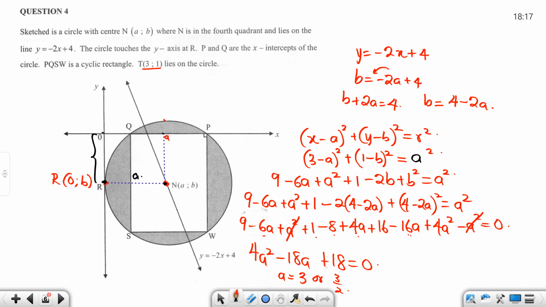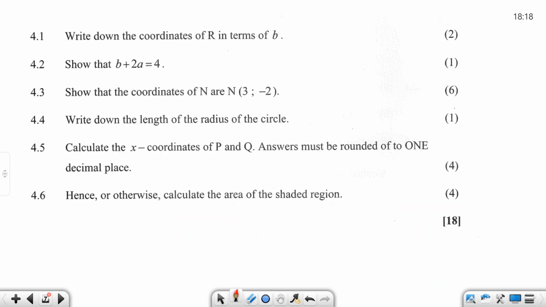So the examiner wanted us to prove that 3. But please show your substitution when you do that. So we have our 3 already. Since we have our 3, can we then get our B? B equals to what? 4 minus 2 multiplied by 3. What's your answer? So our A is 3 and our B is what? So which are the coordinates of N? 3 and negative 2. Is that what they ask us to do? Yes, 6 marks in the bag.